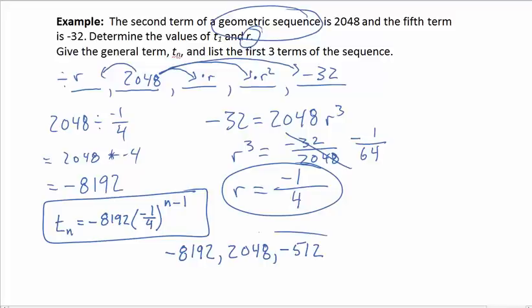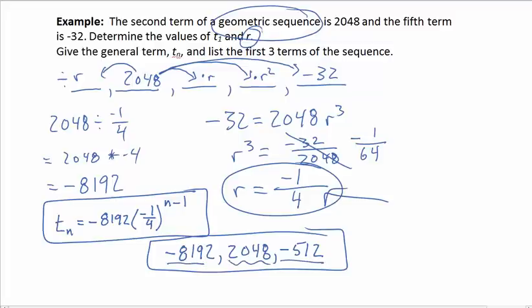Something to notice on this sequence, since the ratio was a negative number, you'll note that alternating terms of the sequence are positive and negative. Negative to start, positive, negative, positive, negative, positive. This will happen when your r value is negative.